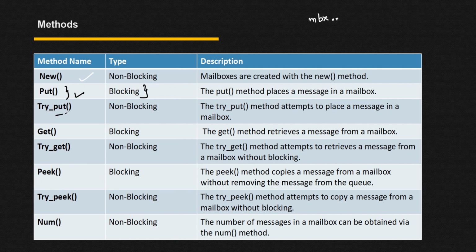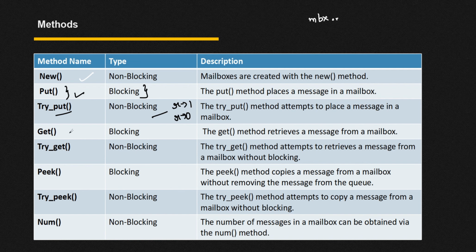Now after that we have the try put method. Your try put method is a non-blocking method. If you invoke the try put method, it will return either 0 or 1. If the memory is empty, it will return 1, which means you are allowed to pass the message. But if the memory is full, it will return 0.